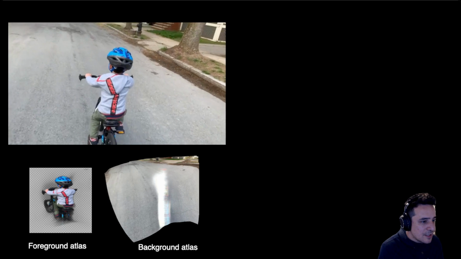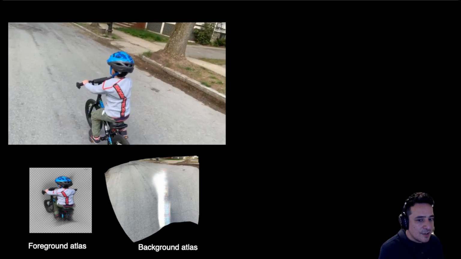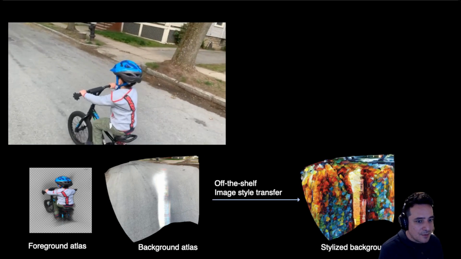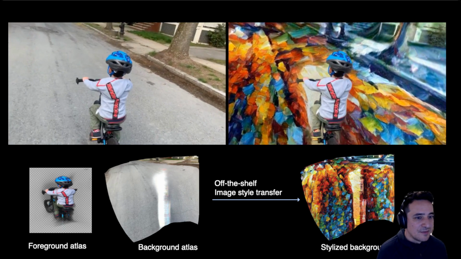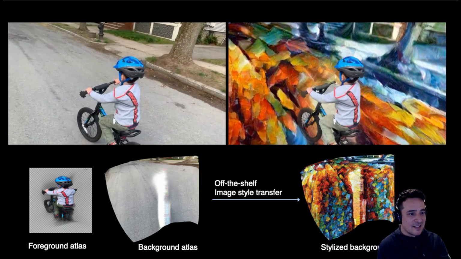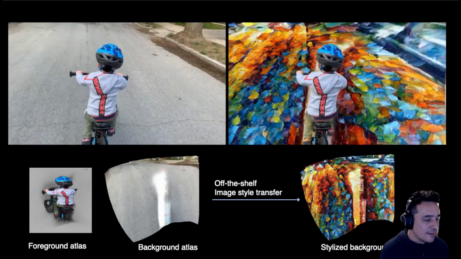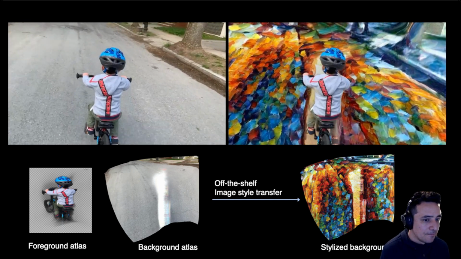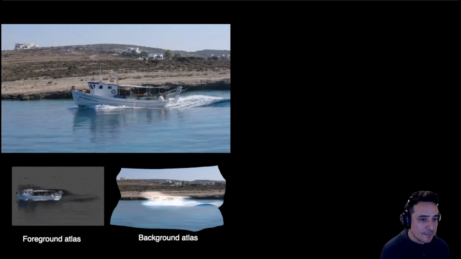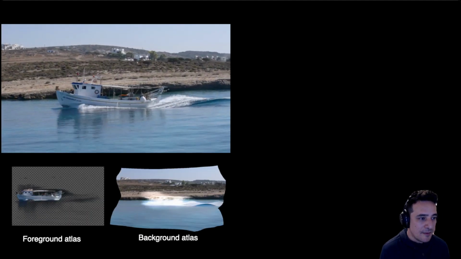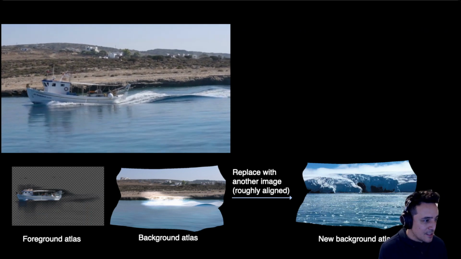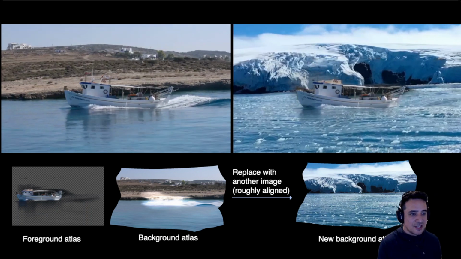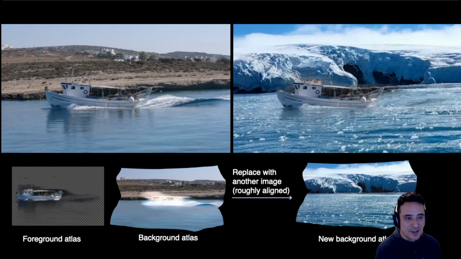So let's see some results. In this video, we took the background and ran it through an off-the-shelf image style transfer method, and you end up with this video where the background has been stylized by the style transfer. In the next example, we take the background atlas and just replace it entirely with another image. And then this renders this ship going through a very different environment.